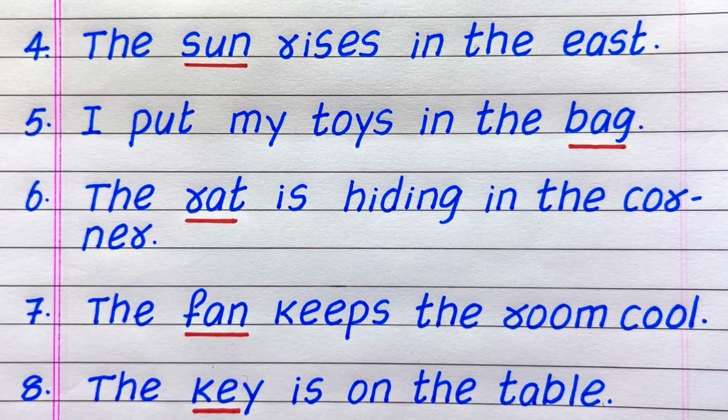Fourth sentence with a 3-letter word is, the sun rises in the east. Fifth, I put my toys in the bag. Sixth, the rat is hiding in the corner. Seventh, the fan keeps the room cool. Eighth, the key is on the table.